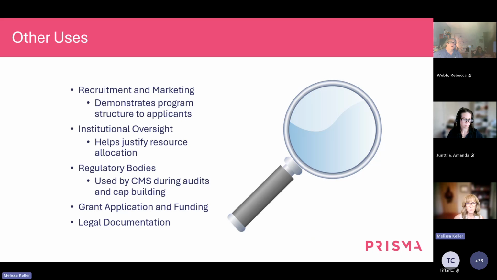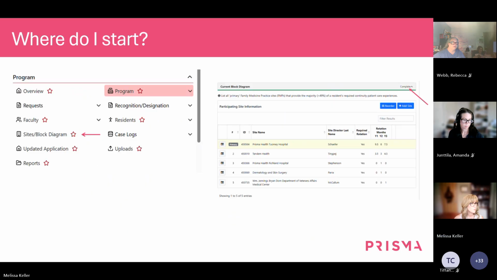The other thing, it can be used for recruitment and marketing. We use it a lot to look at institutional oversight, who's going where. CMS actually has been pulling from it. I don't know if anybody's had an audit, but CMS has been looking and saying, hey, you're saying you're going to this hospital, but we're not seeing that. So make sure those are up to date as well. They do look at that. And it can be used for grant application and funding. And then it also can be used for legal documents. So just make sure it's accurate and up to date for each year.